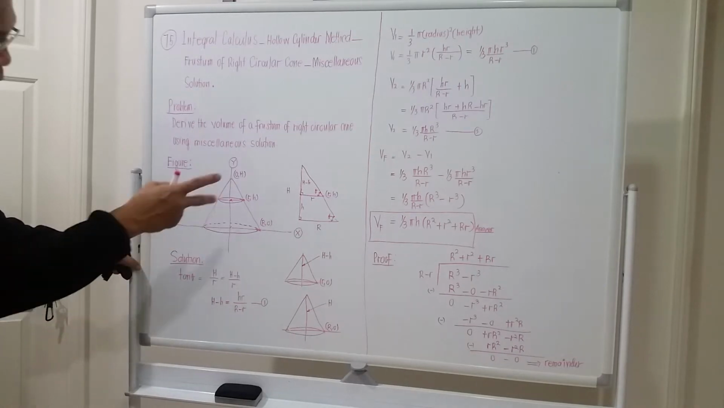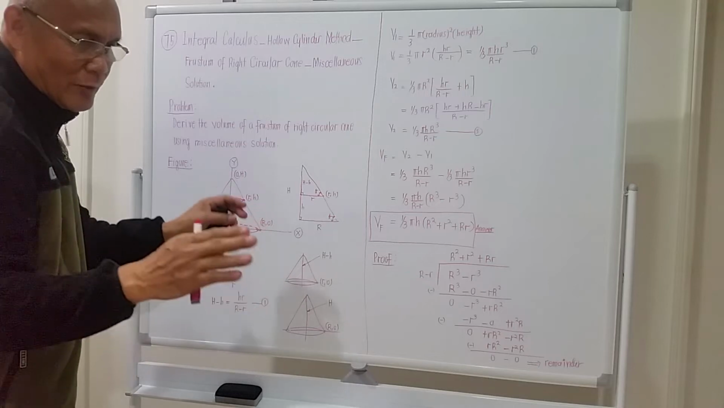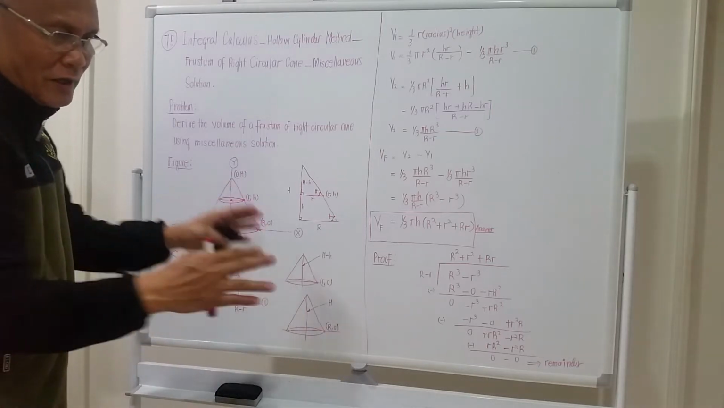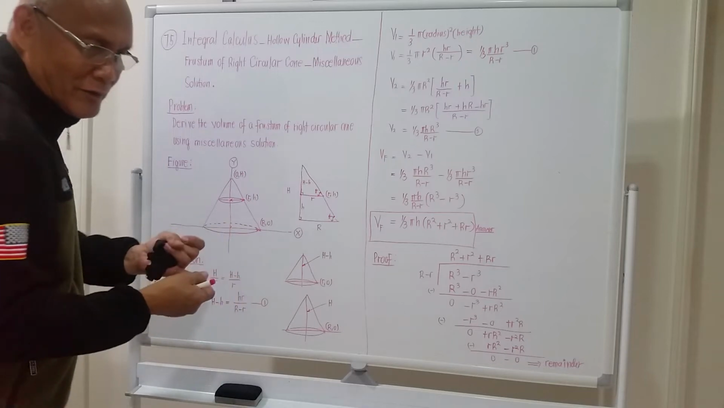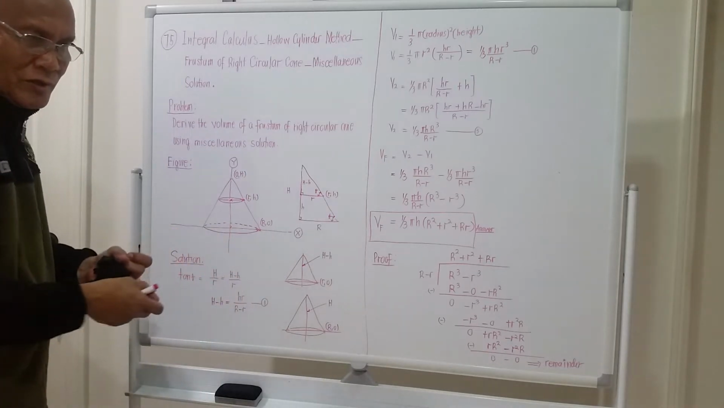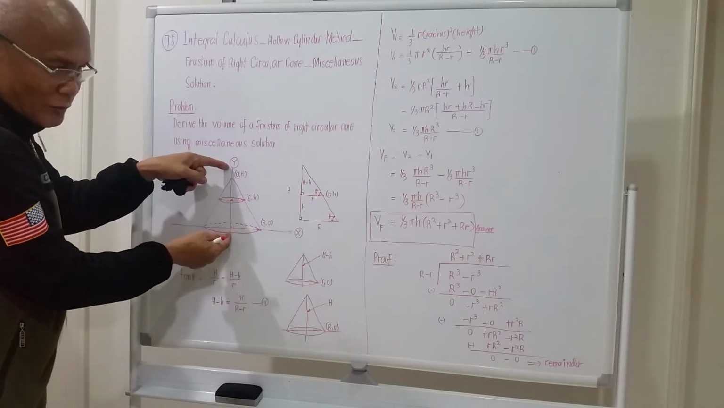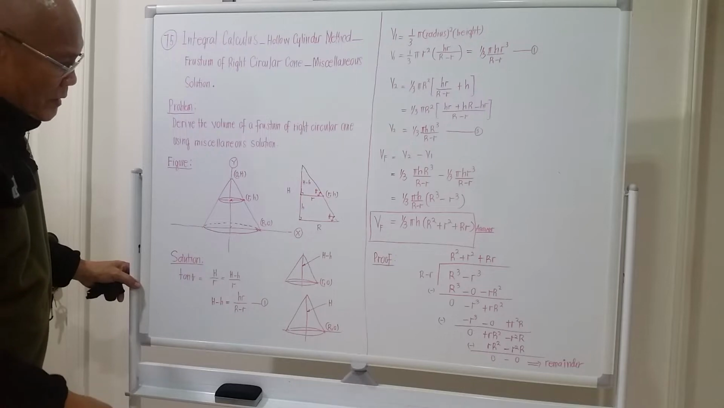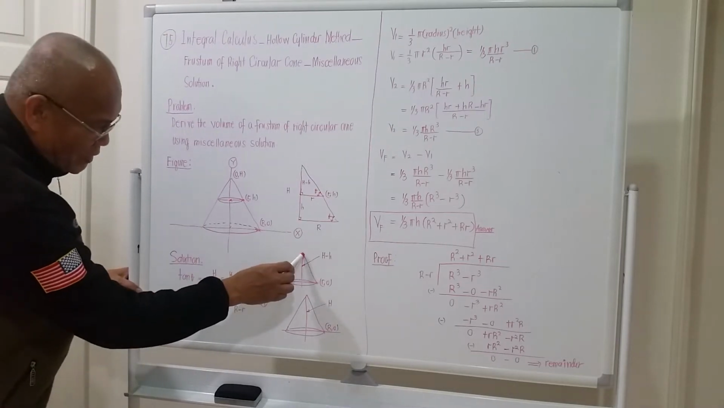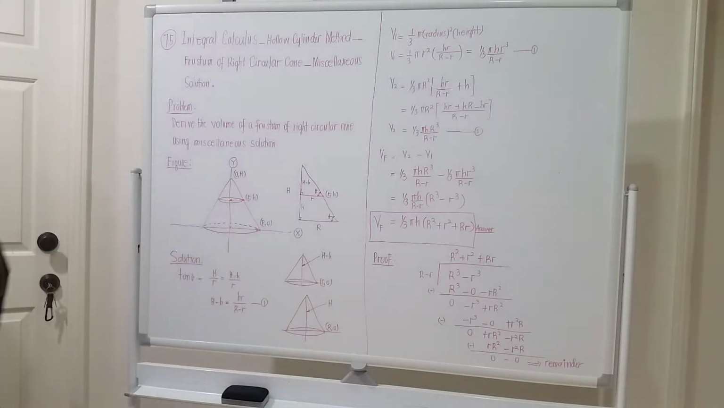There is a purpose why I drew that one. I drew this one because later on I will try to formulate a relation of the terms, okay? Or a relation of the small radius, big radius, the altitude of the frustum, and the total altitude of the cone that involves the frustum, okay? This right circular cone is the top portion. Hold on, I will get my note.